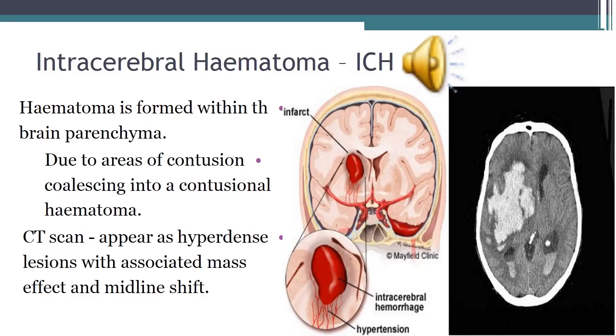as seen in this CT scan that shows a huge hyperdense lesion within the right parietal lobe, causing obliteration of the ipsilateral lateral ventricle with significant surrounding edema and significant midline shift, with extension of the hematoma into the occipital horns of the lateral ventricles.